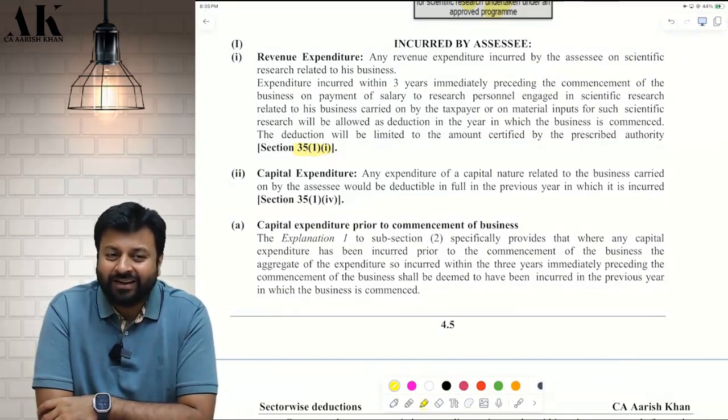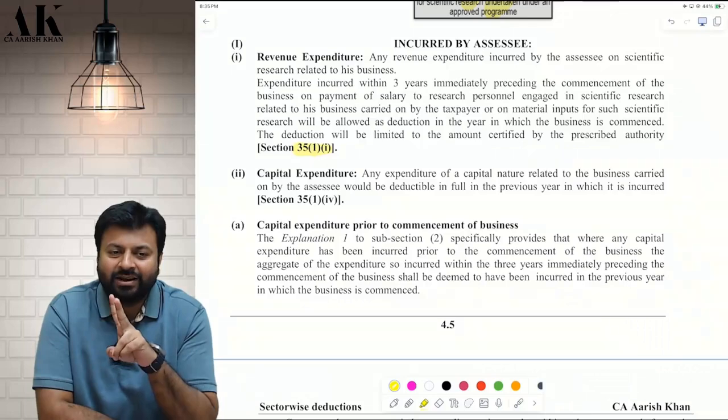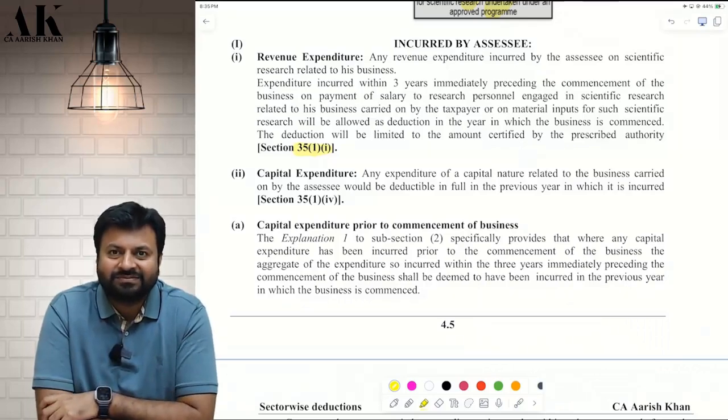I didn't say all. I have written 2. Yeah. Salary and mark. Yes, salary is covered. Raw material is covered. Correct or not? Okay. Post commencement also allowed?